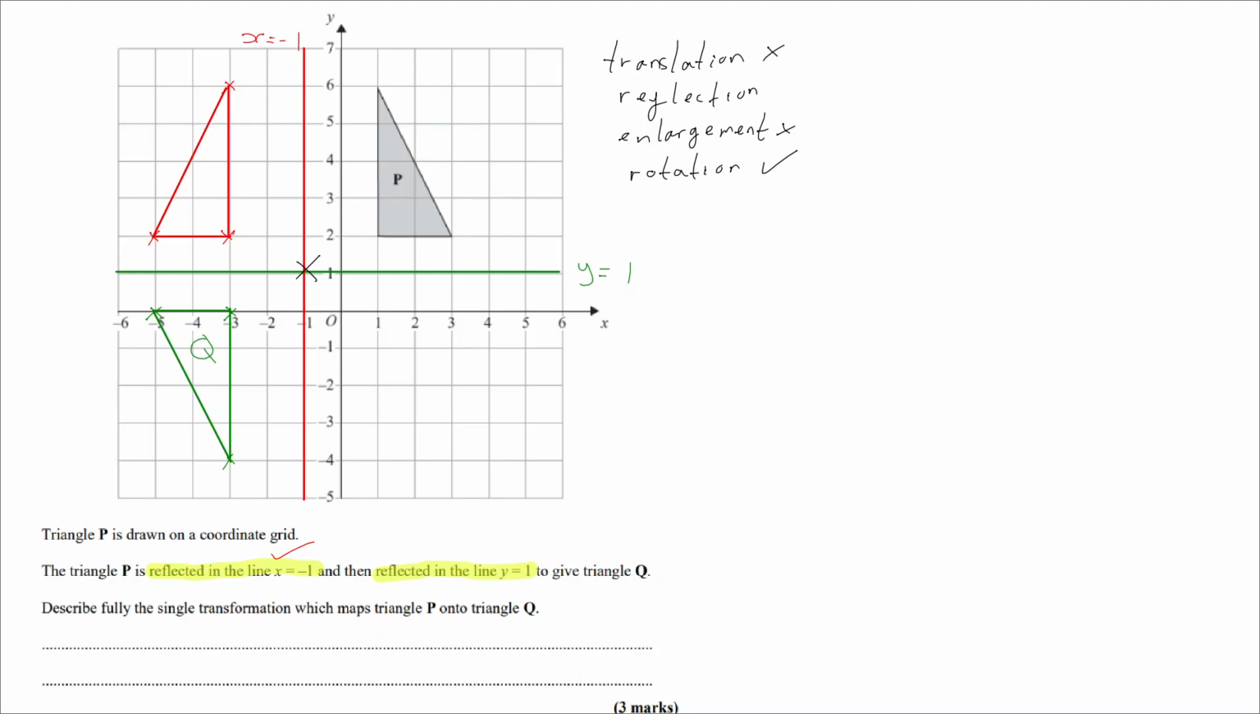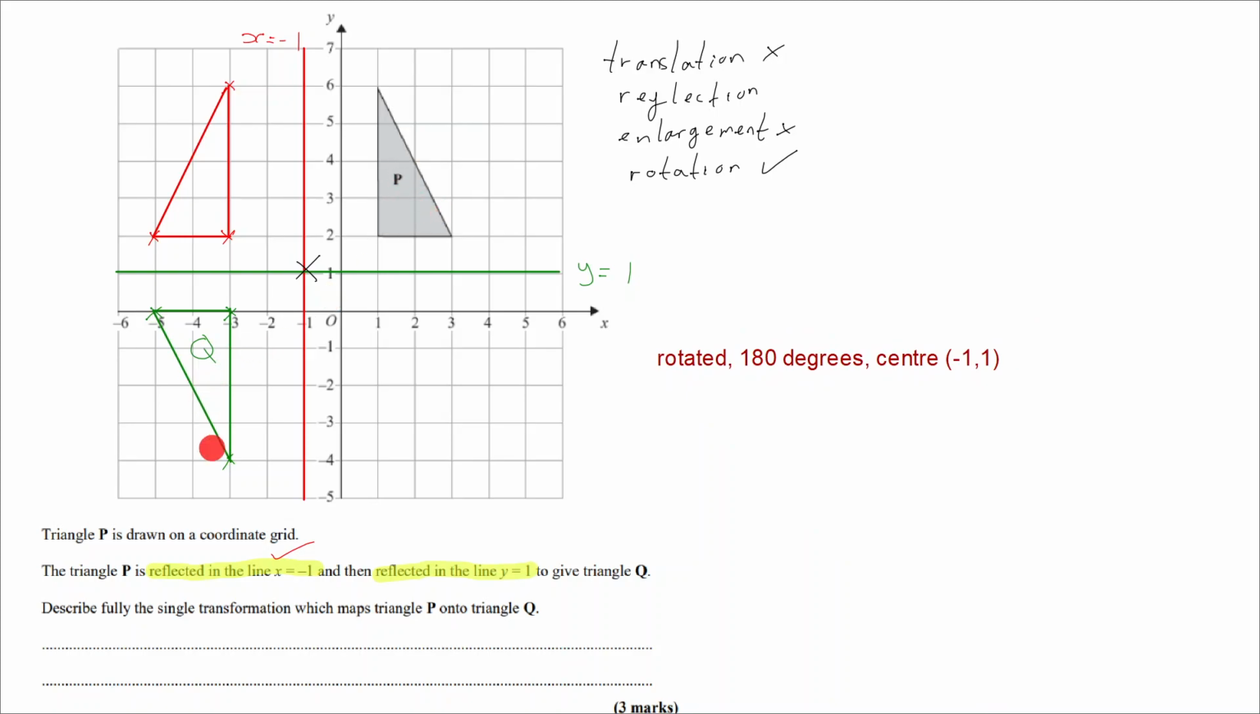So if we rotated the shape 180 degrees about the center of rotation (-1, 1), we would actually get from the shape P to the shape Q.